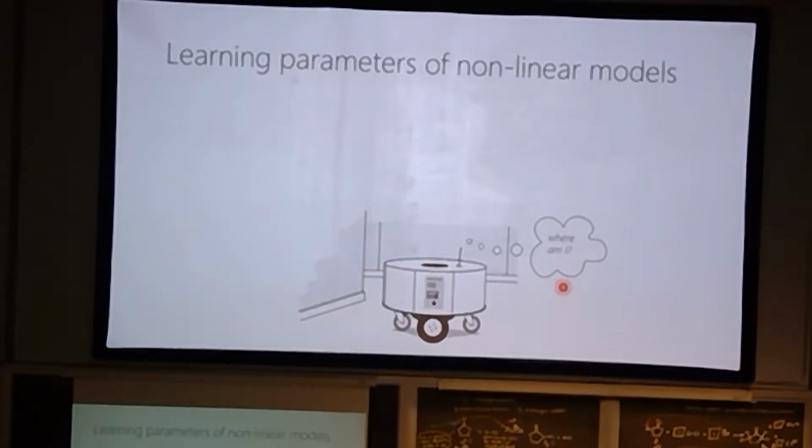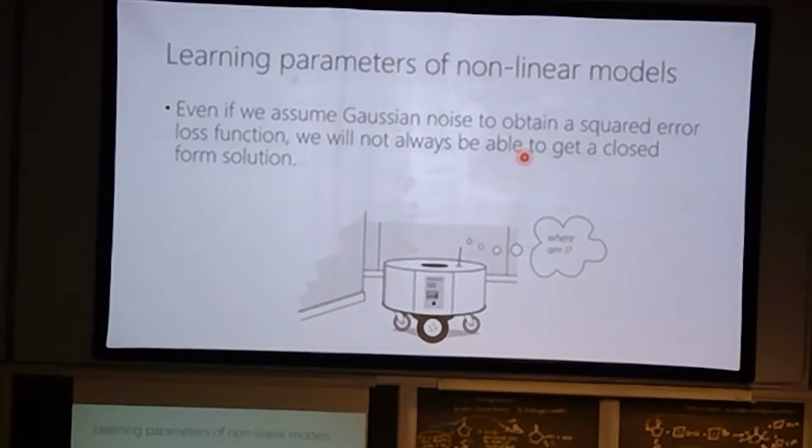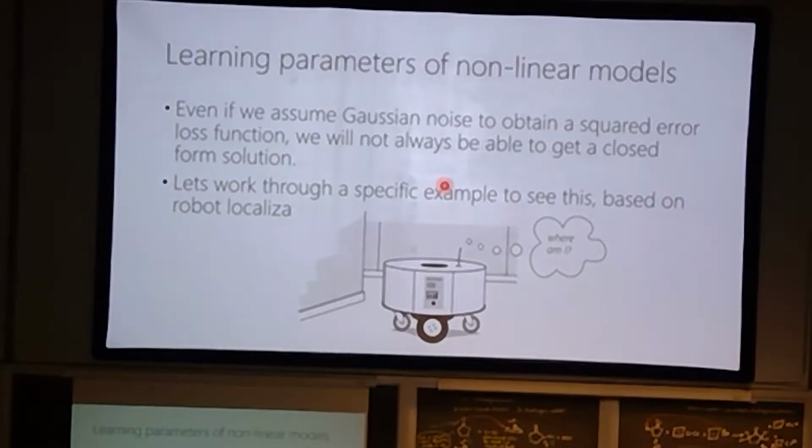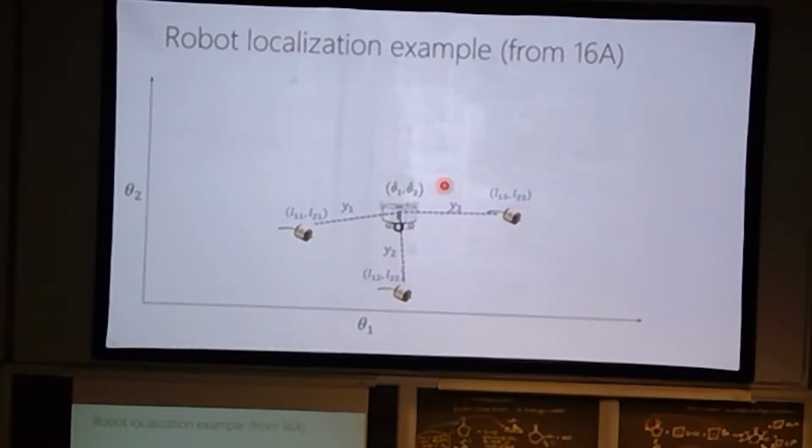So it's going to be about robot localization. And even in this case, we're going to assume Gaussian noise, and we're going to get a squared error, but as you're going to see, and I'm going to make you maybe work out the details at home, we'll get very close to seeing that you can't just get a closed form solution here, and why that is. Okay, so let's work through this example.